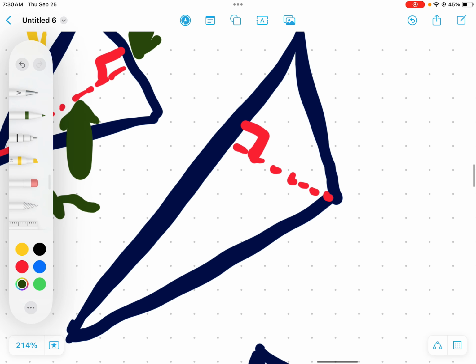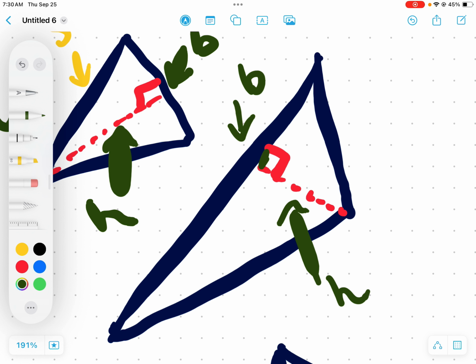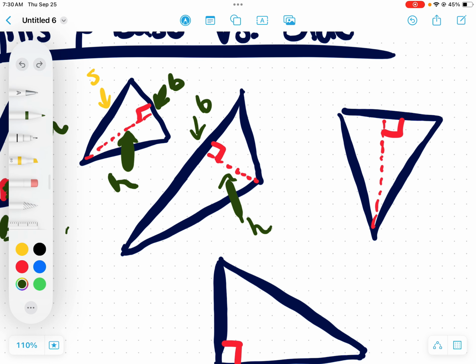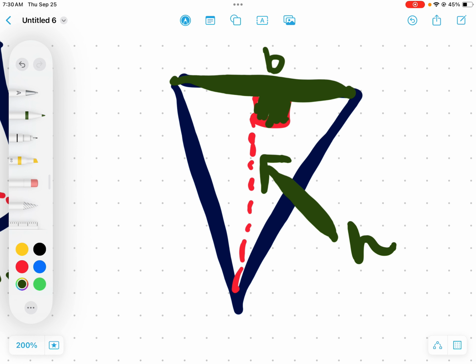So if we're looking at this guy over here, he's kind of sideways, upside down. Your height is going to be that dotted line, and your base is going to be the side where the right angle touches, okay? This one right here is completely upside down. Your base is going to be that top side because that's where your right angle is touching. And then you have your height, which is that dotted line over there.